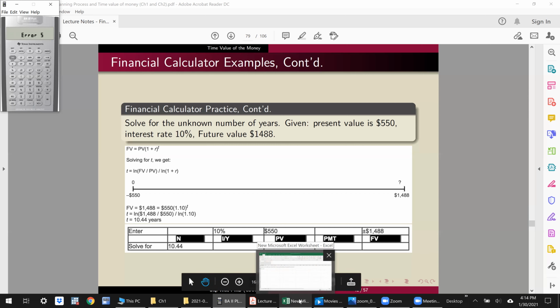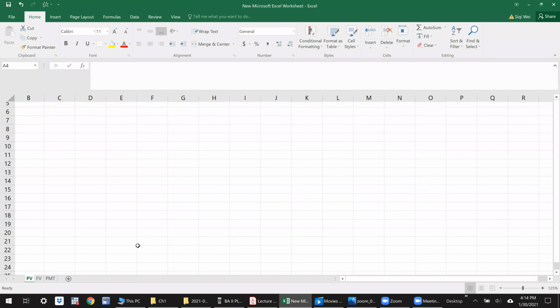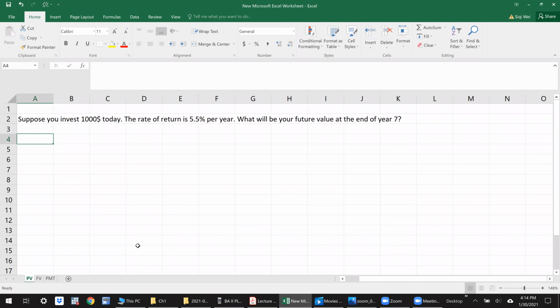In this video, I also want to show you how to work on this using the Excel functions. Let's take a look at three very straightforward examples. Suppose you are going to invest $1,000 today, and the rate of return is 5.5% per year on an annual basis. What will be your future value at the end of year 7? In other words, at the end of the 7th year, how much money can you collect back to your pocket?